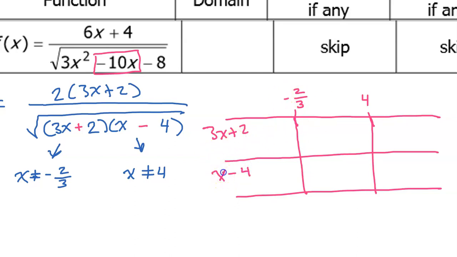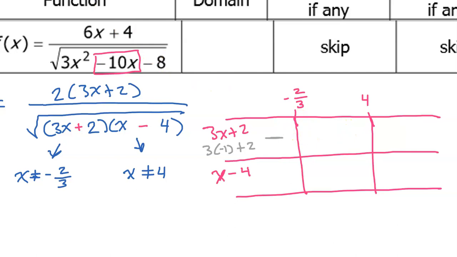Let's start with the 3x plus 2. Imagine x values in this first interval, something less than -2/3. For example, -1. -1 would be less than -2/3. Then we're going to have 3 times -1 plus 2. That would be -3 plus 2, which is a negative number. So that tells me that anything less than -2/3 is going to give me a negative number.